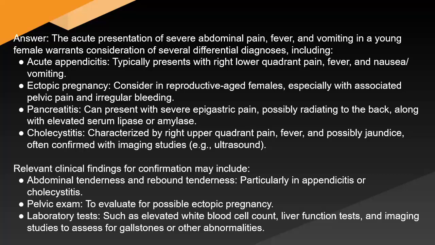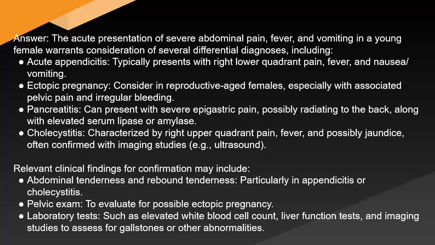several differential diagnoses, including acute appendicitis, typically presenting with right lower quadrant pain, fever, and nausea and vomiting. Ectopic pregnancy, consider in reproductive age females, especially with associated pelvic pain and irregular bleeding. Pancreatitis can present with severe epigastric pain, possibly radiating to the back, along with elevated serum lipase or amylase. Cholecystitis, characterized by right upper quadrant pain, fever, and possibly jaundice, often confirmed with imaging studies, e.g.